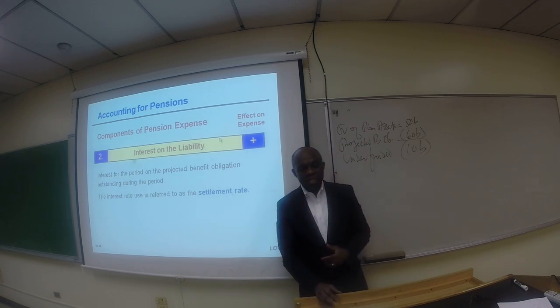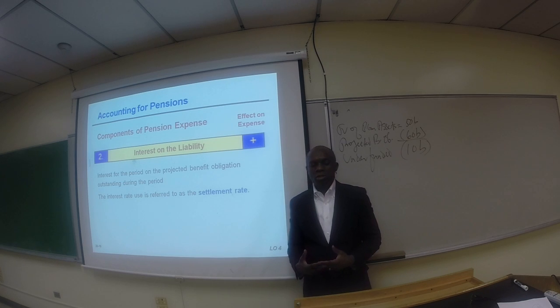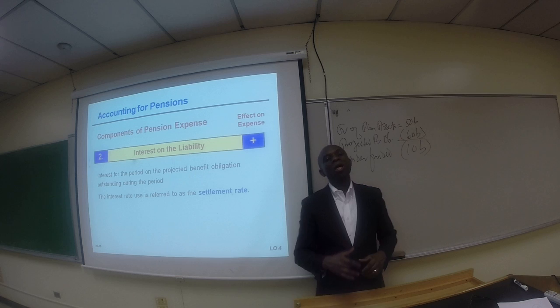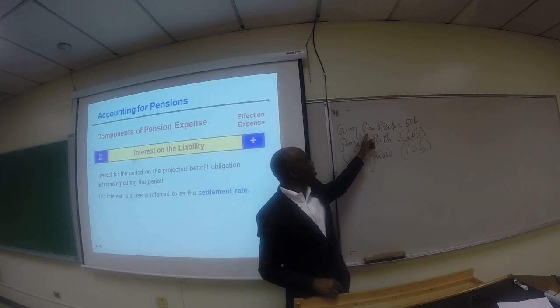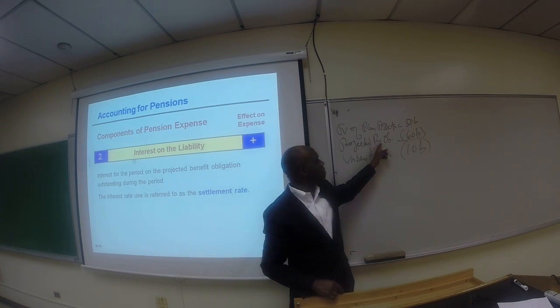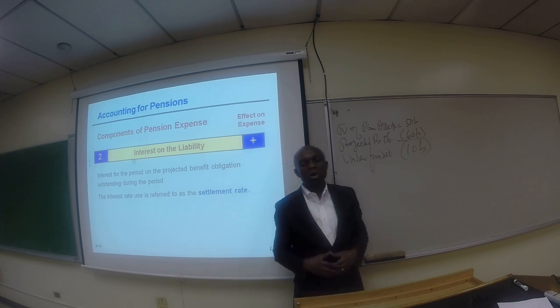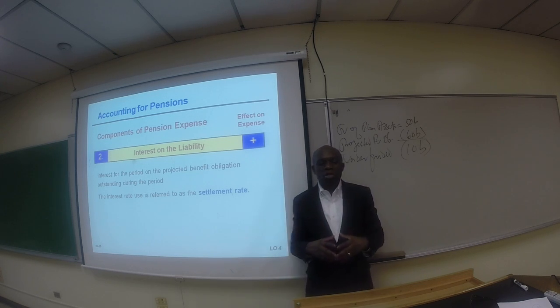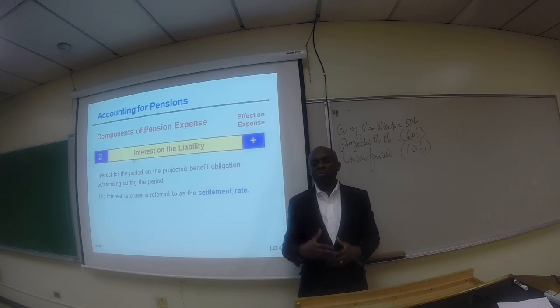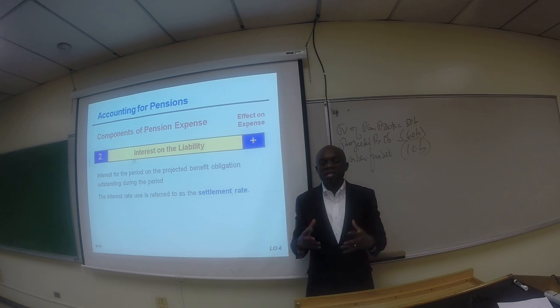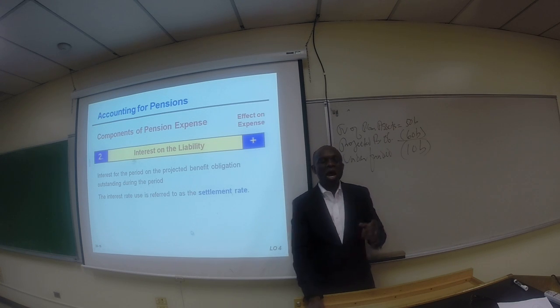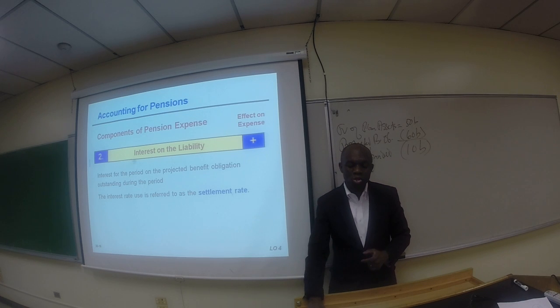Moving along, the second component is interest on liability. So this is the interest for the period on the projected benefit obligation outstanding during the period. Remember, we indicated that the fair value of the pension plan assets and the projected benefit obligation, the difference is an underfunded or overfunded pension plan. So we have to calculate interest on that liability, or on the projected benefit obligation. Whatever that interest is, obviously is a plus to pension expense. And the rate that we use in calculating the interest is called the settlement rate.